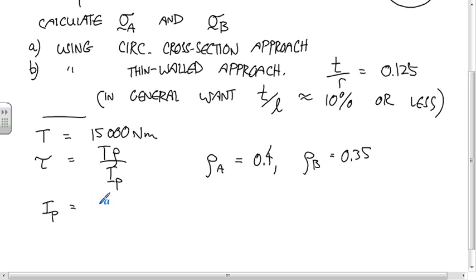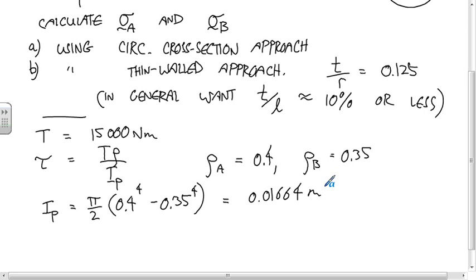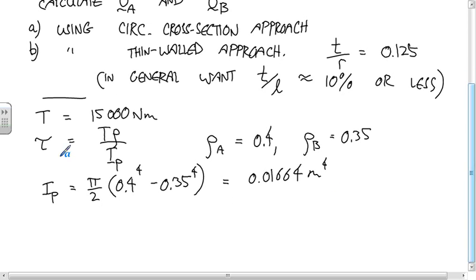So I sub p is equal to pi over 2 times the outer radius to the fourth minus the inner radius to the fourth. And you get 0.0166, probably sixes. I have 4 here. Okay, so the maximum shear stress is going to be 15,000. Well, let me write it like this.